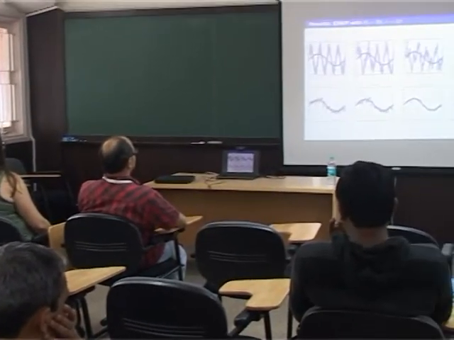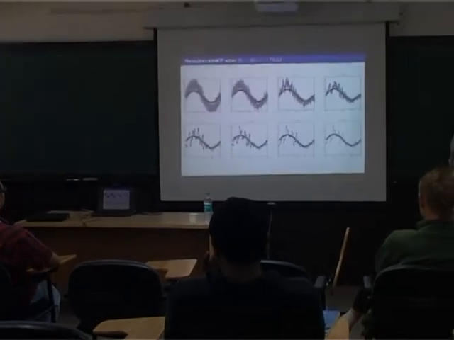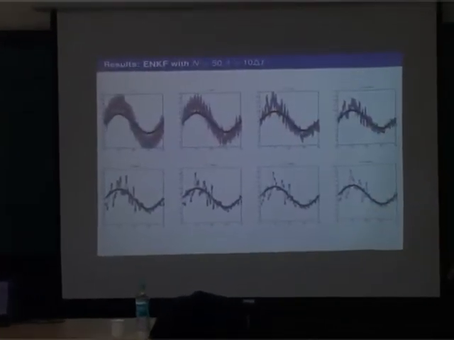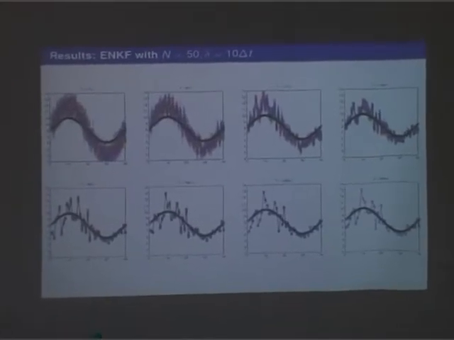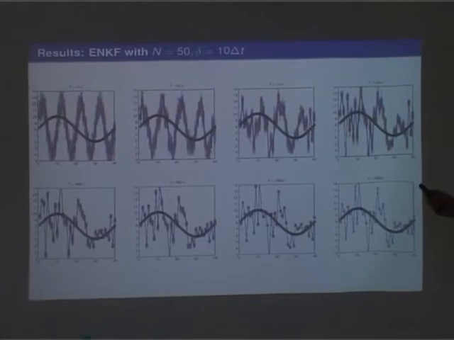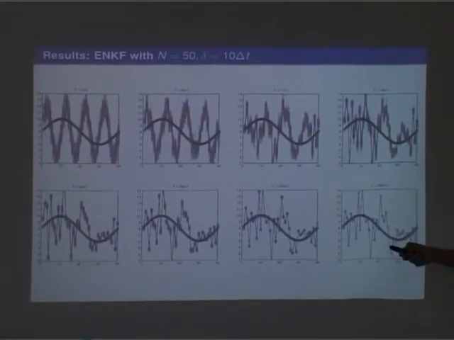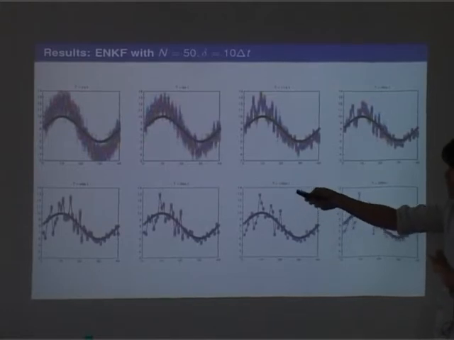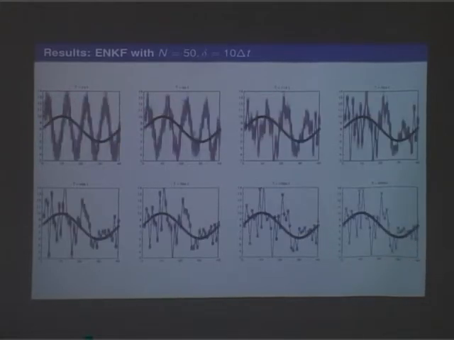Now let's look at the nonlinear case. In this case, I take delta t to be 10 times the computational time step. You can see that it doesn't work at all, even for both initial distributions of the parameter.